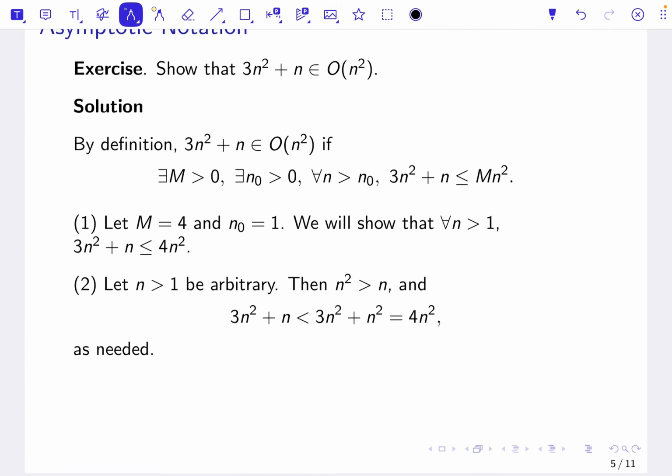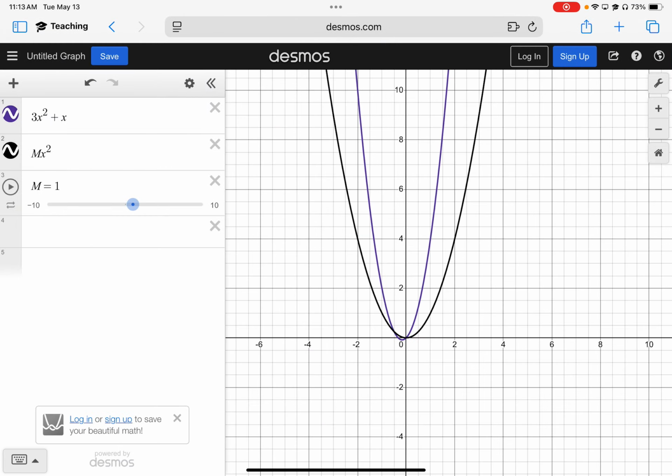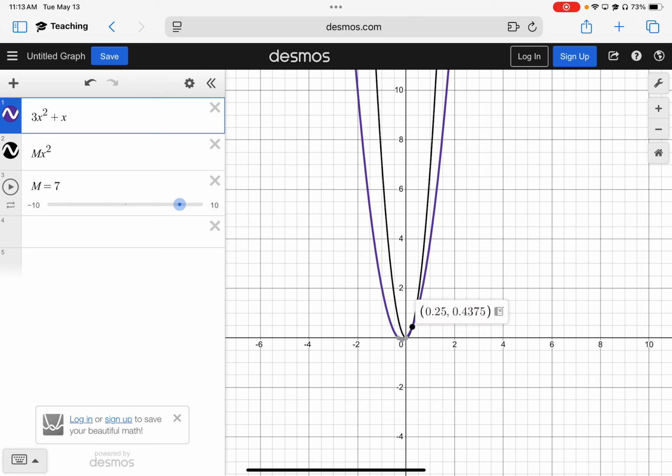We're trying to prove that after a certain point, 3n squared plus n is always less than mn squared. So how do we reconcile that with what the graphing calculator is telling us? Well, we're just going to have to choose m smartly. Wow. M equal to 7 seems to work. That would also give us n naught of 1/4, 0.25. Sure.